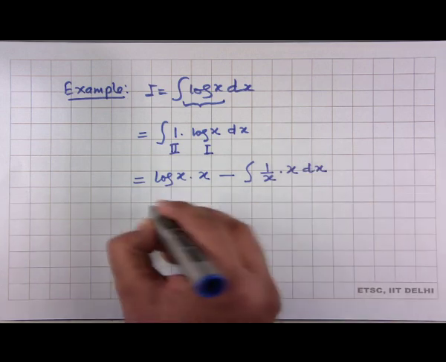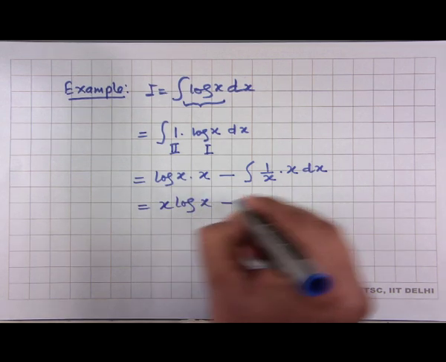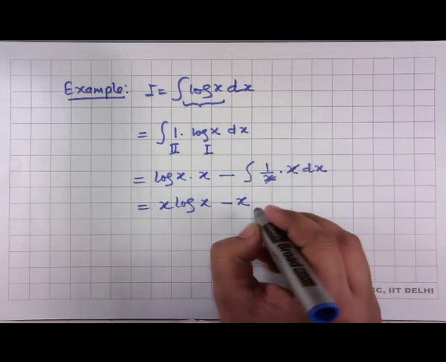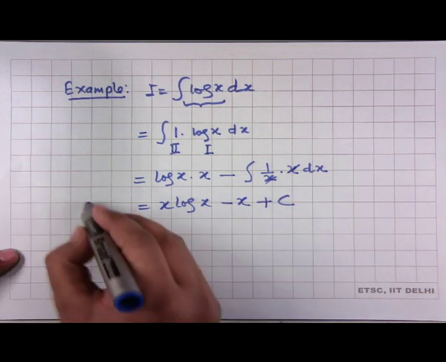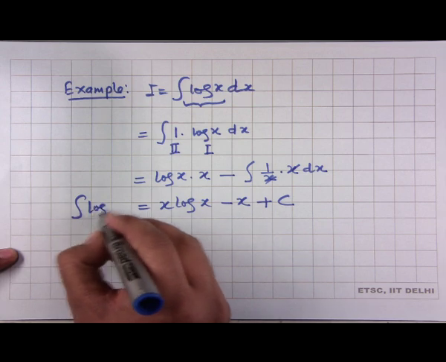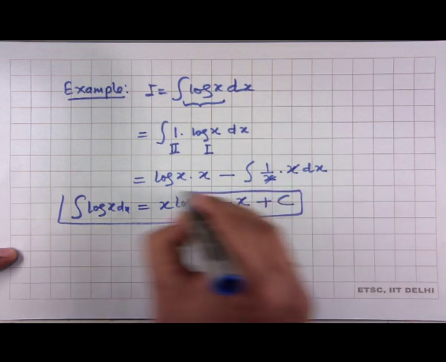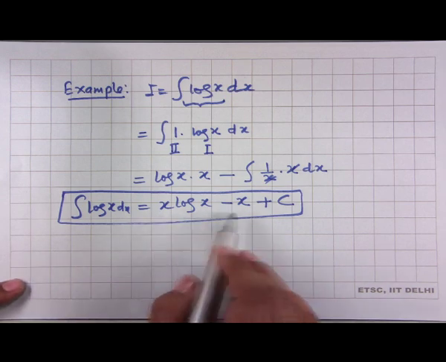dx. This entire thing will give me x log x minus x, because x gets cancelled. So, here I will get 1 dx, which will give me x, and then finally a constant of integration. So, I got this important result: the integral of log x dx is x log x minus x.